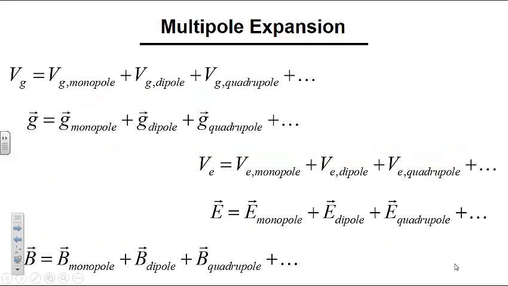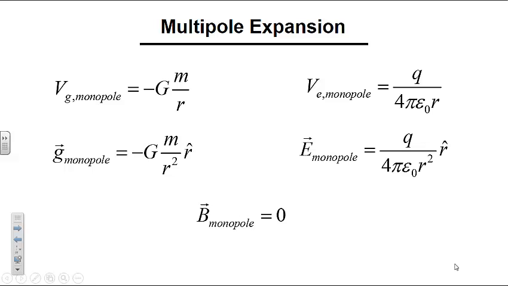Here are some examples of multipole expansions. Some of these terms may be zero for certain distributions of mass, electric charge, and electric current. We are already familiar with the monopole terms, as they have the same form as the corresponding equations for point particles. Note that the net mass or electric charge in these expressions would be for the entire distribution of mass or electric charge.